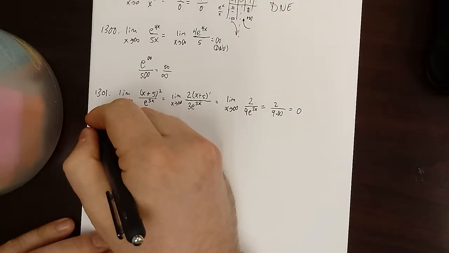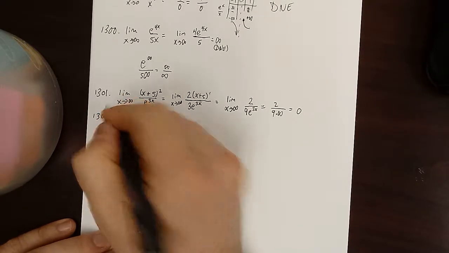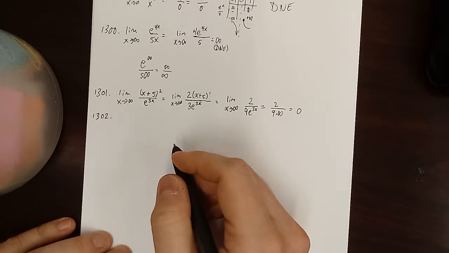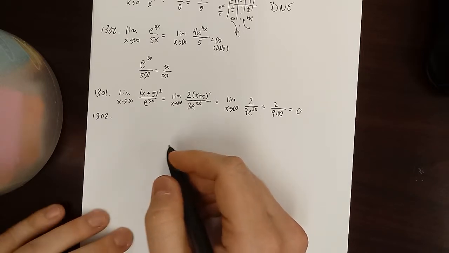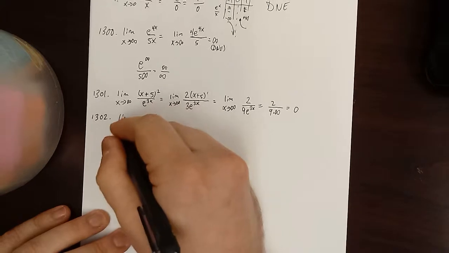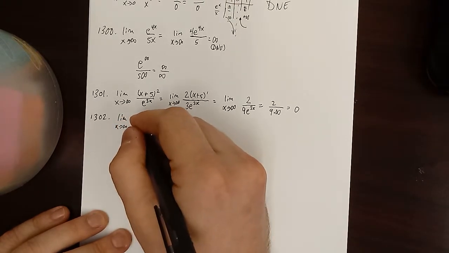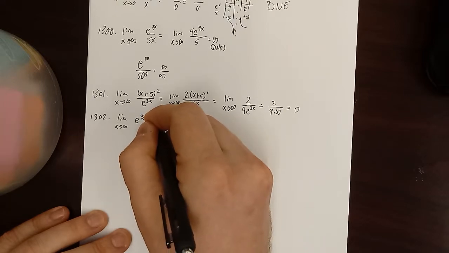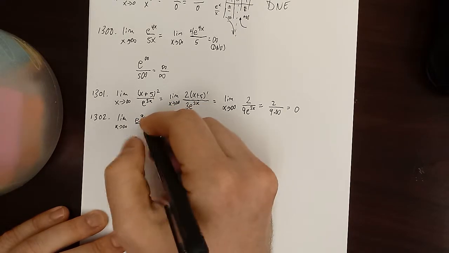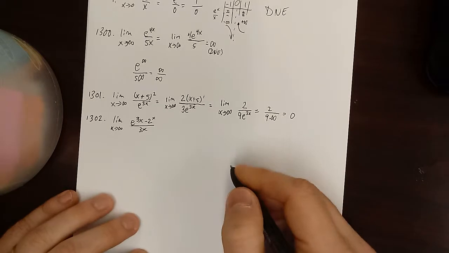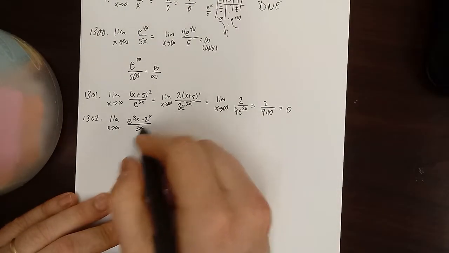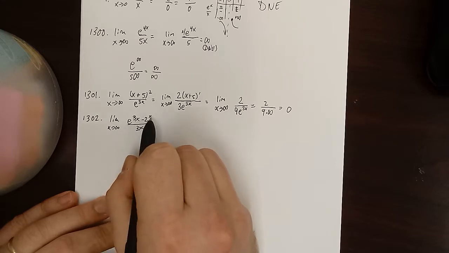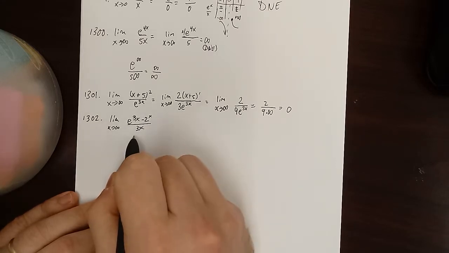All right, 1302. Let's see. So that says the limit as x approaches infinity of e to the 3x minus 2 to the x over 3x. When we're looking at this one, plug in infinity. Now we wind up getting infinity minus infinity over infinity.